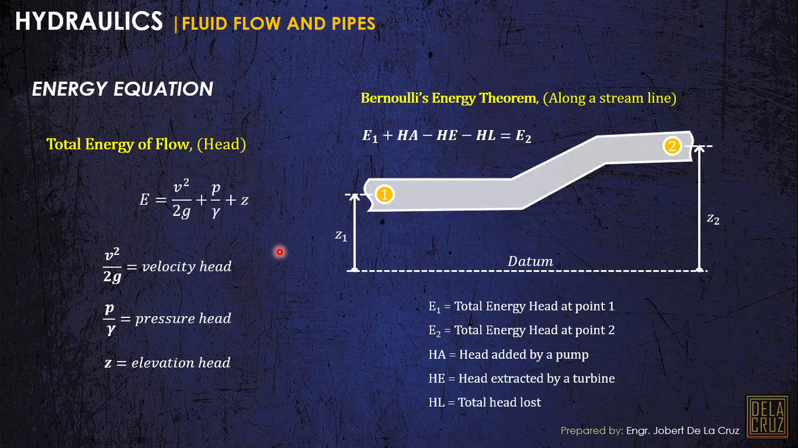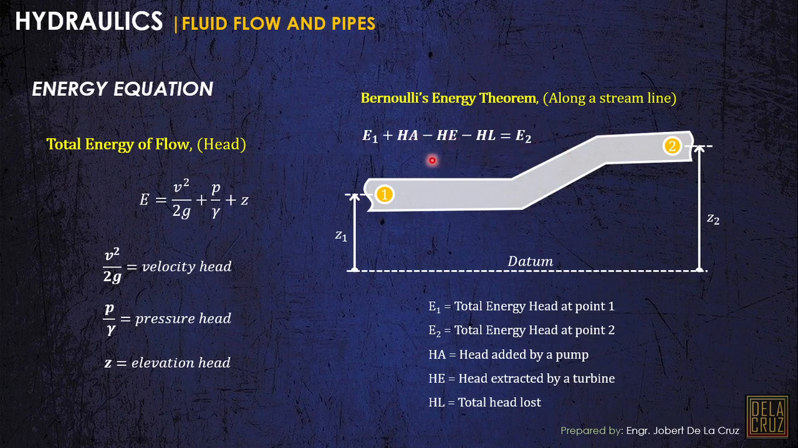But in our board exam sa Pilipinas, commonly metric system yung ginagamit, no? Naka-meters tayo. So this term here, v squared over 2g, is the velocity head. This one is the pressure head, P over gamma, and Z is the elevation head. Okay? Now, the Bernoulli's equation, the energy theorem along a streamline, ito yung general equation natin.